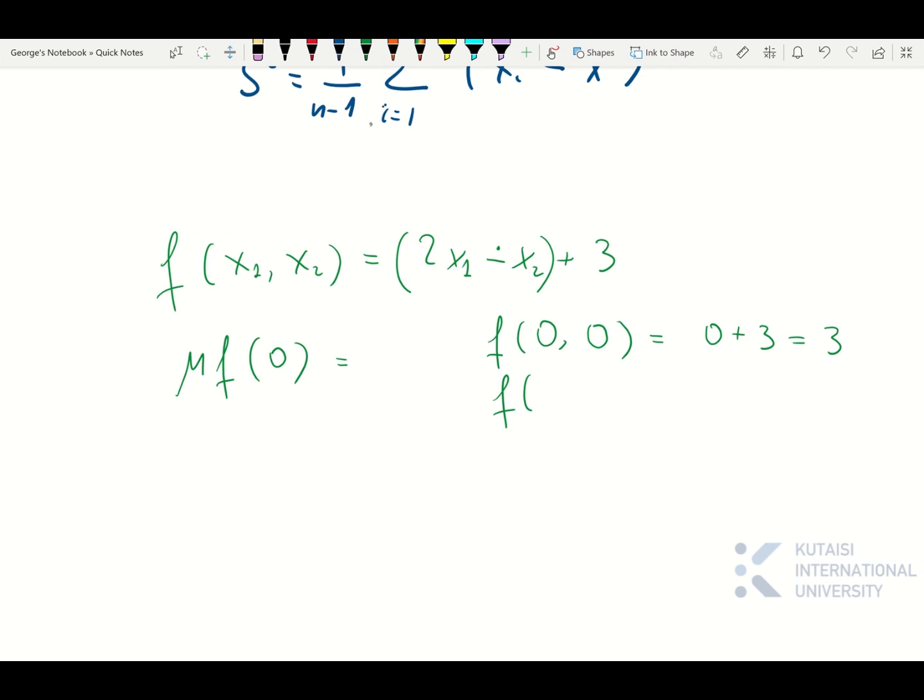So let's check the next one. What would this be? If I plug in 1 and 0, I get 2 here, 2 minus 0 is 2, 2 plus 3 is 5. Now let's check f of 2, 0. 2 times 2 is 4, minus 0, 4 plus 3, it's 7.